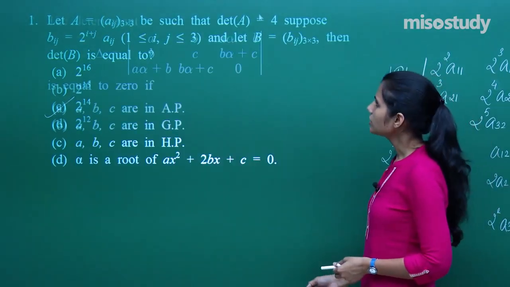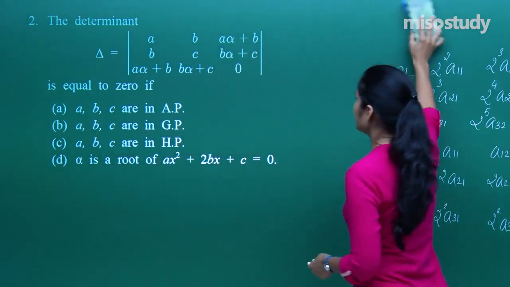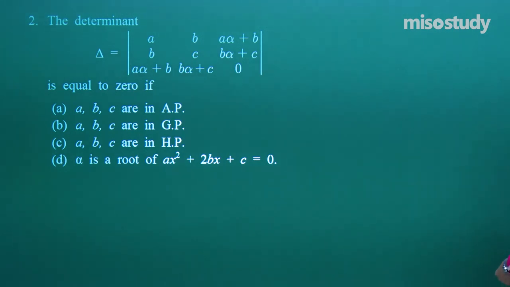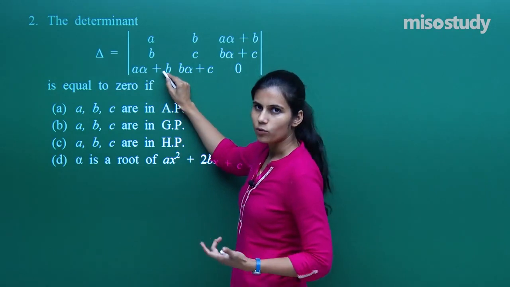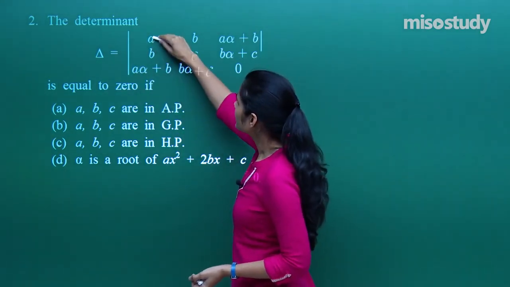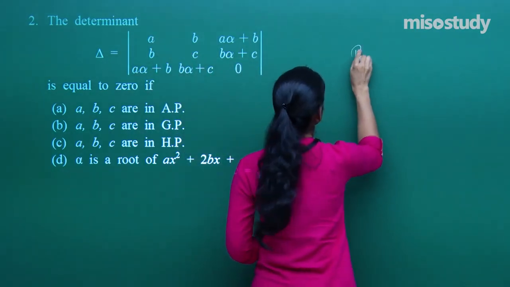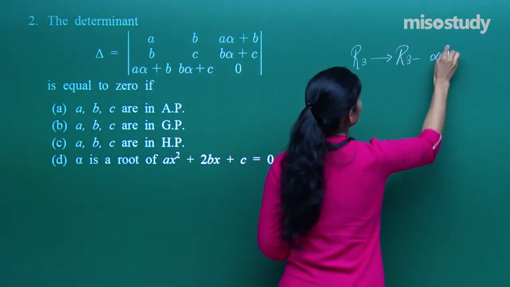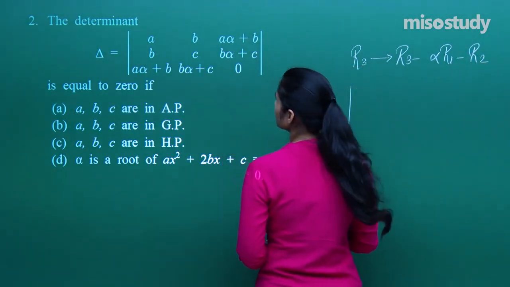Next question, let's see what it is. This determinant is equal to 0 if A, B, C are in AP, GP, HP or alpha is a root of this quadratic equation. Let's see. So over here you can very easily find out what operations I can apply. You can see the third row is basically alpha times the first row plus the second row. So I'll say that row 3 goes to row 3 minus alpha times row 1 minus row 2. When you apply this operation, you basically get what?